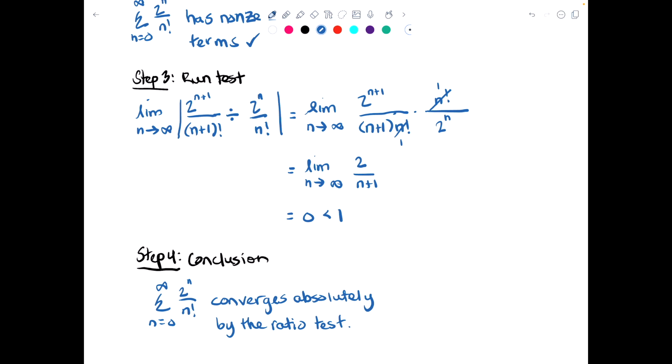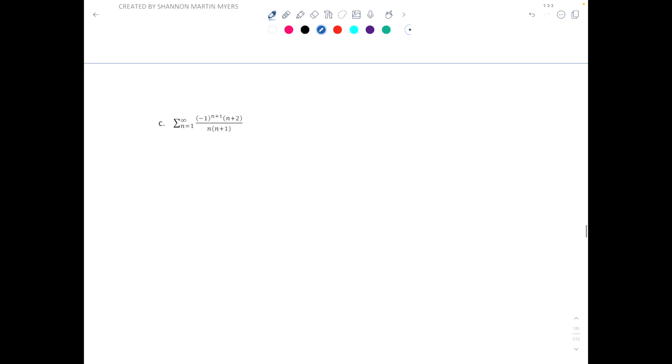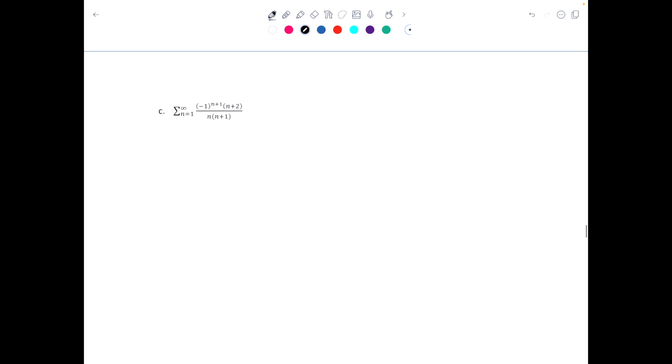Cool? All right, next up, we have an alternating series. The nice thing about using the ratio test is that the negatives will all go away in that absolute value. So step 1, we have our test. Again, we're using the ratio test. Fingers crossed that it works. And step 2, conditions.